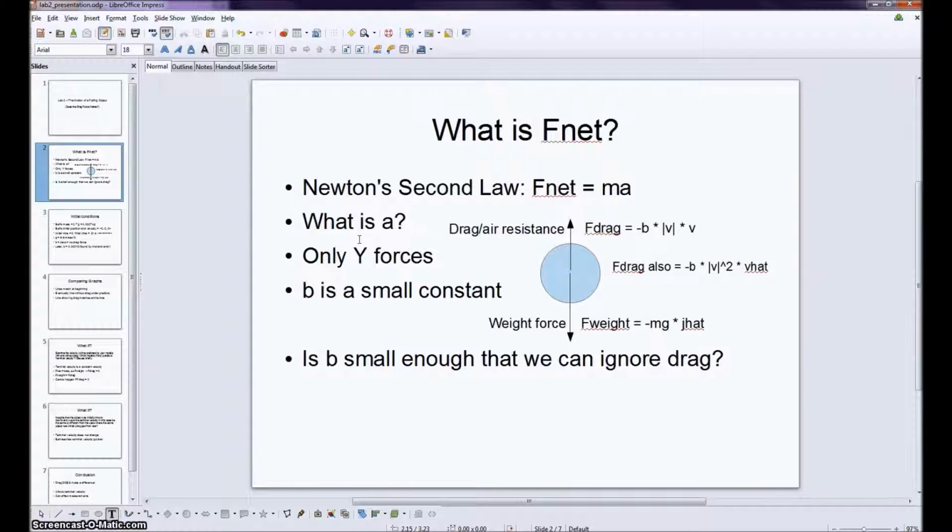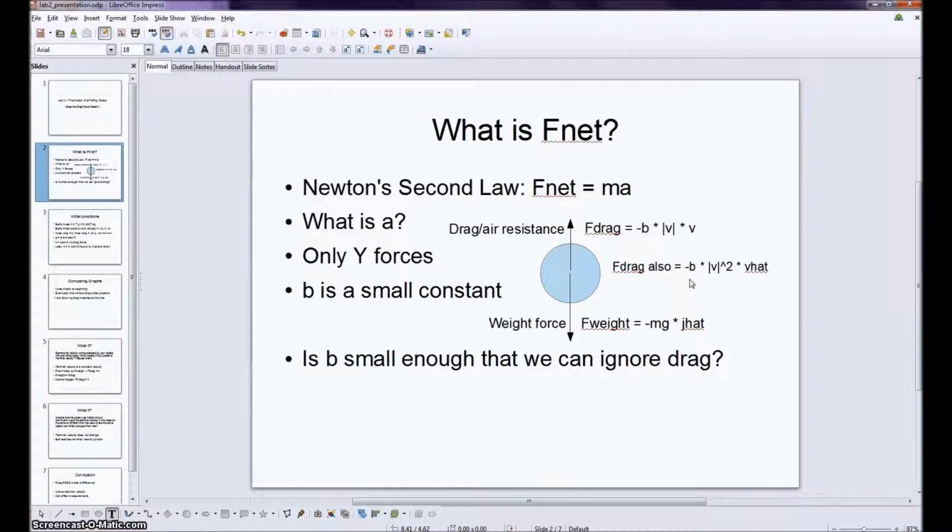The ball is in free fall, which means that the only forces acting on it are the weight force pulling it down and the drag force pushing it back up. The weight force is given by the equation negative mg times j hat, where m is the mass of the ball, g is the acceleration due to gravity, and j hat is the unit vector of the y-axis.